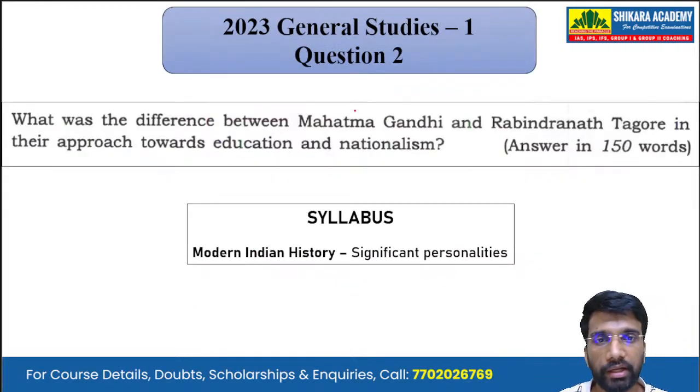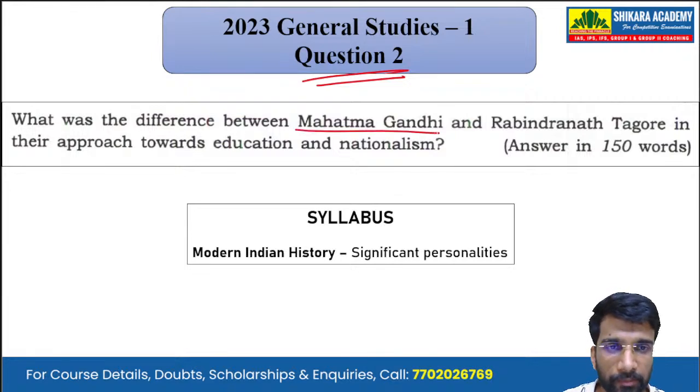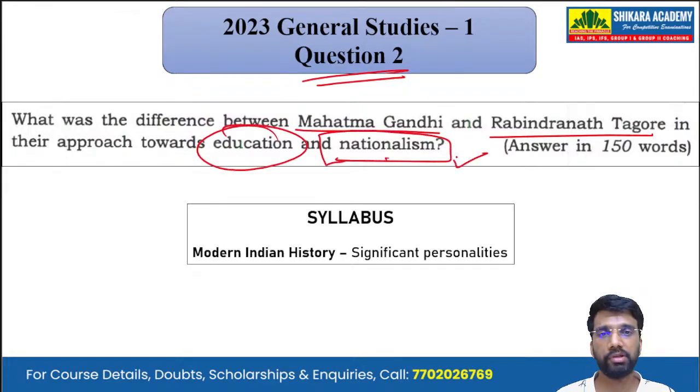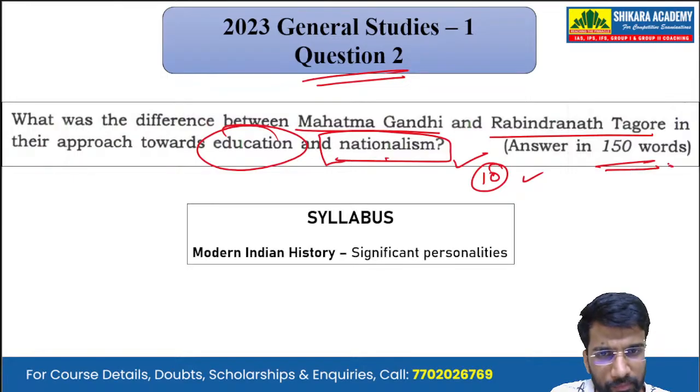Moving on to the next question, that is question number two. What was the difference between Mahatma Gandhi and Rabindranath Tagore in their approach towards education and nationalism? Now, this type of question UPSC has been asking. So they ask about different personalities of the freedom struggle and their views regarding nationalism, their views regarding education, their political views, and all this. So it is a 10-mark question that we have to answer in 150 words.